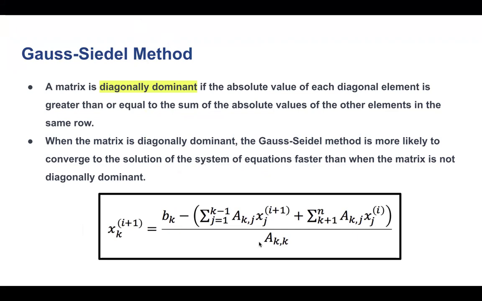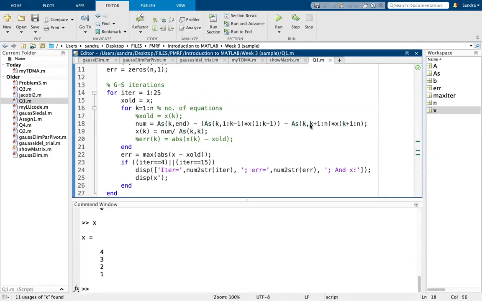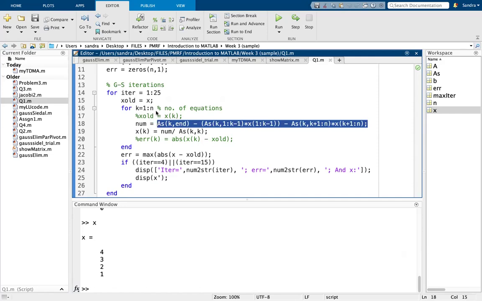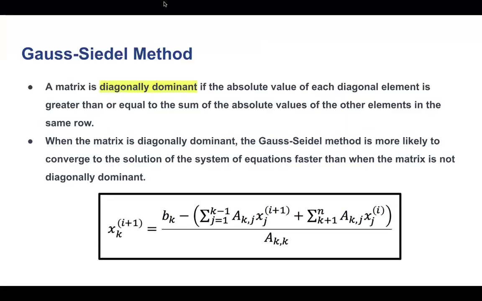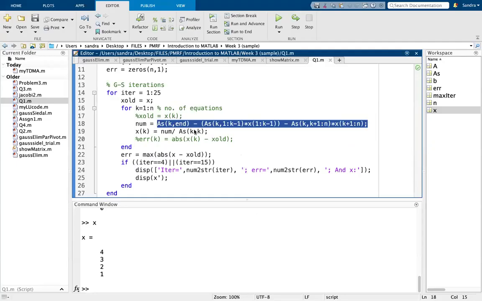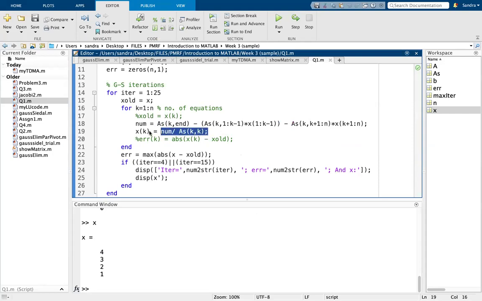Let's see if that is coded correctly. AS, K, J, where J goes from K plus 1 to N, and X, J, where J goes from K plus 1 to N. So this is the numerator part. Now let us go to the denominator part. The denominator part is AKK. That is straightforward. So it has to be ASKK. Now numerator divided by denominator, you will get the corresponding XK. And you will run it 25 times. I'll calculate the error accordingly.